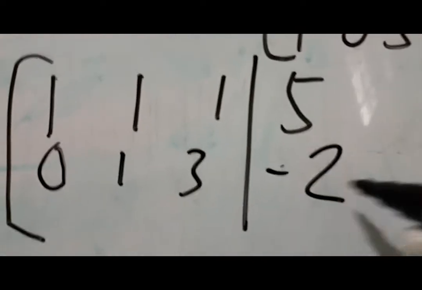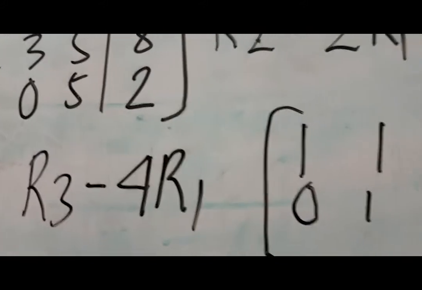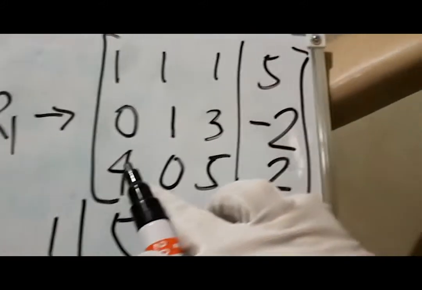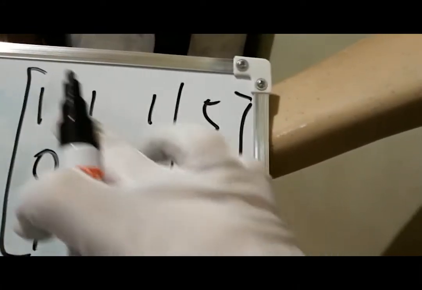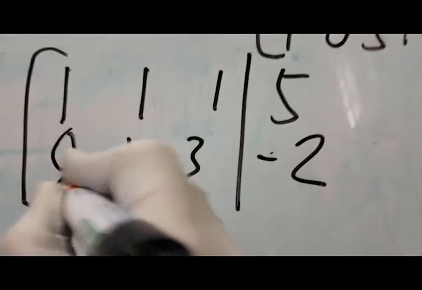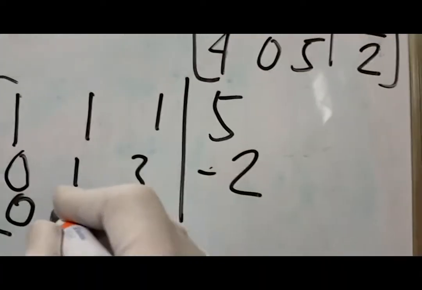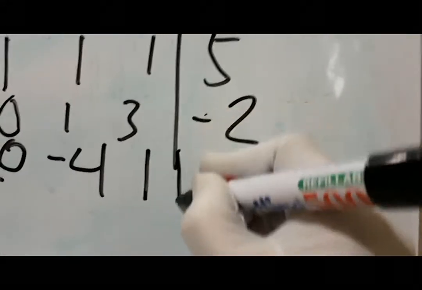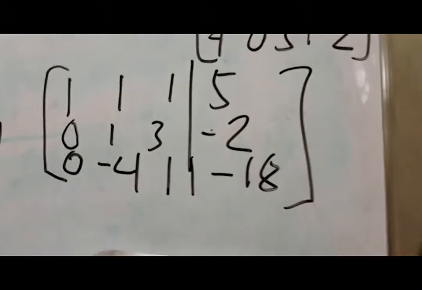3 and negative 2, and then let's perform this row operation R3 minus 4 R1, which is, for the first one, 4 minus 4 times the R1, which is 1, equals 0. And then 0 minus 4 R1 is negative 4, and 5 minus 4 R1 is 1. And then 2 minus 4 R1 is negative 18.